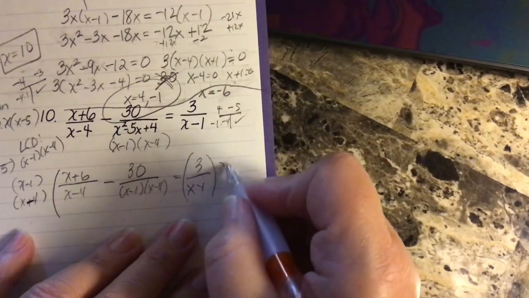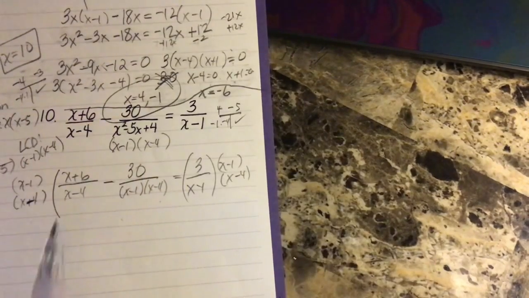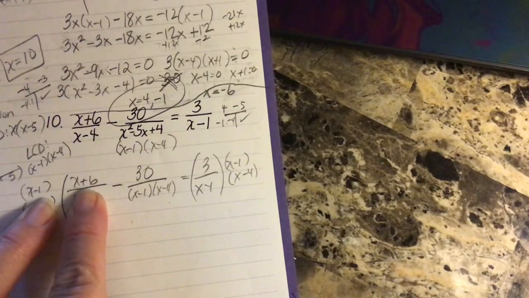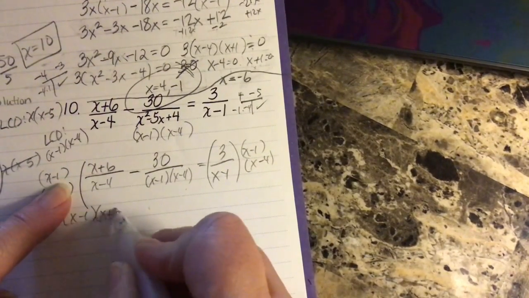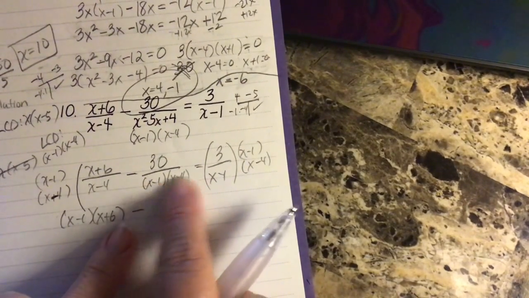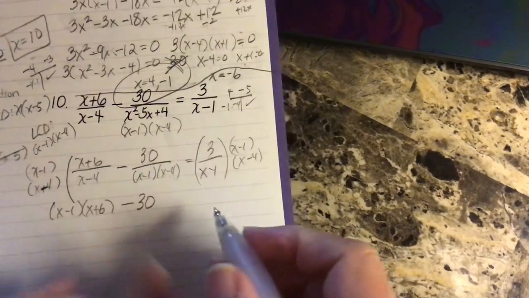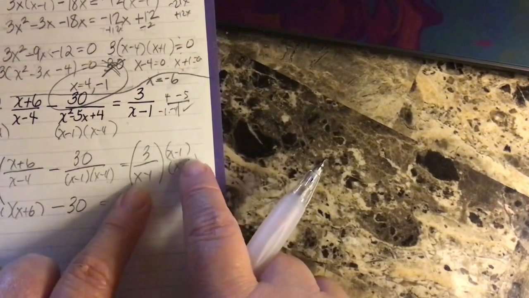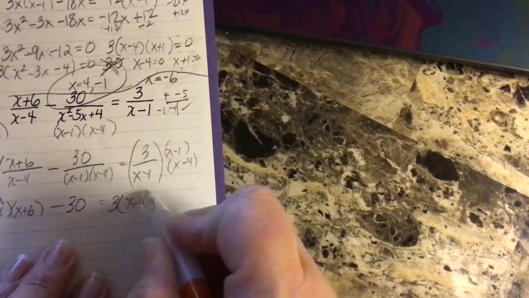And bring over my least common denominator. Okay, so when I multiply this fraction by the least common denominator, the x minus 4s will cancel out. I'm left with x minus 1 times x plus 6. Bring down a subtraction sign. When I multiply this denominator with this, everything cancels out, so I have minus 30. And then when I multiply this denominator by this, my x minus 1s cancel out. I'm left with 3 times the quantity x minus 4.